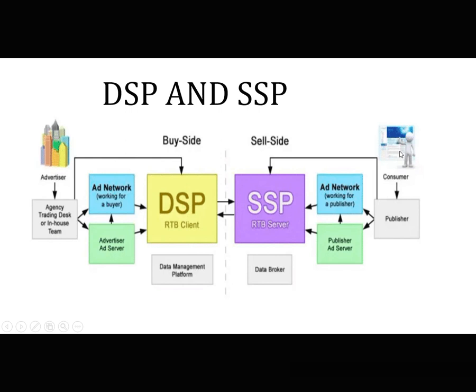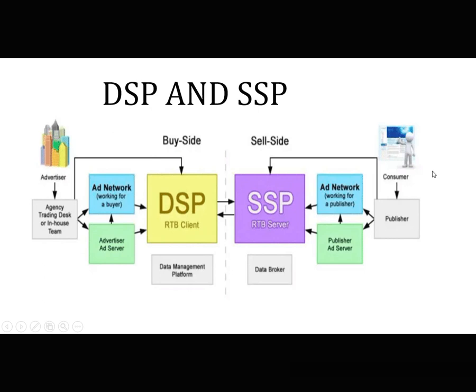So in a nutshell, here's the consumer, it goes to the publisher's website. Then the publisher's ad server sends a request for showing ads, which goes to the ad network, which goes to the server of the supply side platform, and the supply side platform gives the demand to the demand side platform server, which in collaboration with the data management platform gives the demand to the ad network working for a buyer or advertiser. Then the ad is finalized.